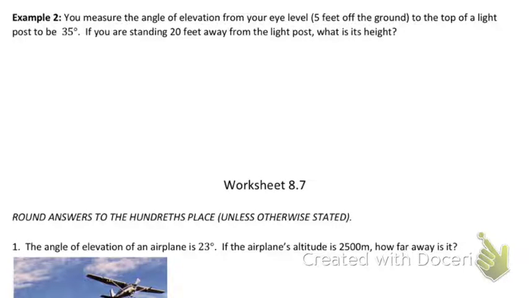Example 2, you measure the angle of elevation from your eye, which is 5 feet off the ground, to the top of a light post to be 35 degrees. If you are standing 20 feet away from the light post, what is the height of the light post? I always like doing this one because there's an easy way to make mistakes on this one. Do you see with your feet?